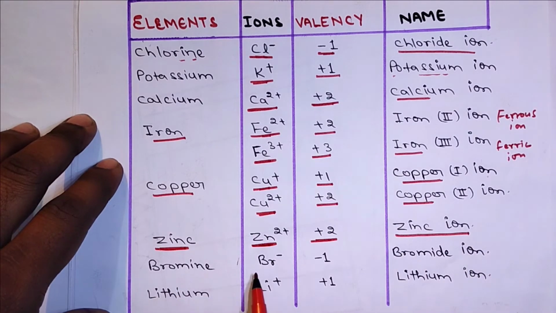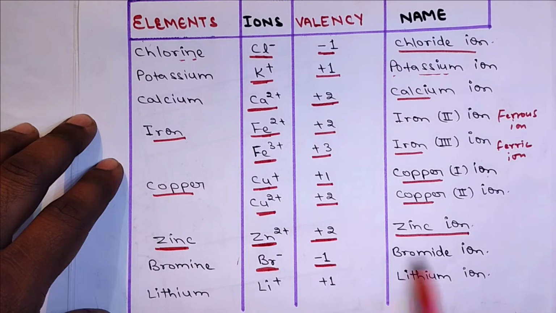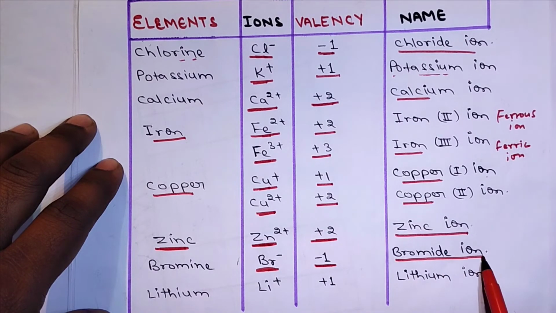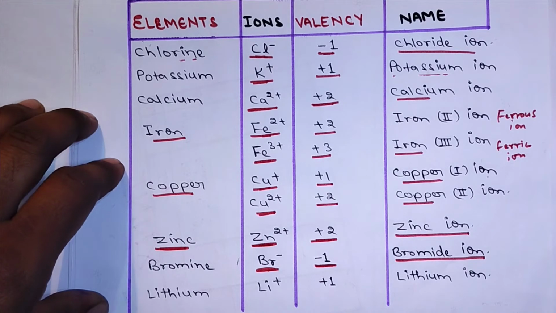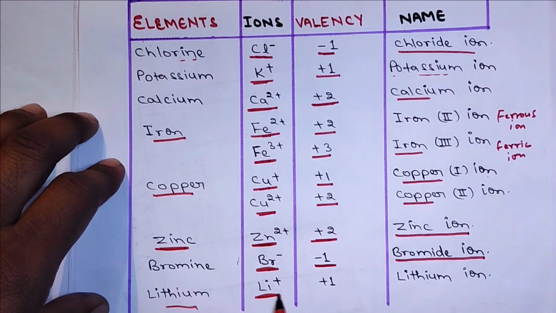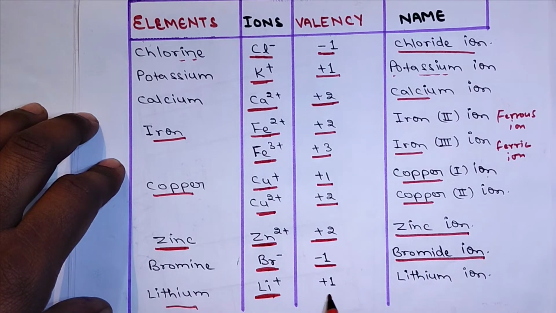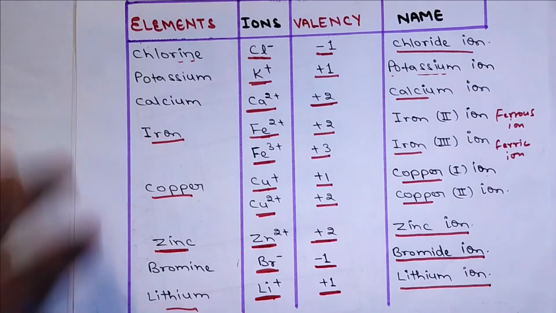Our next element is bromine. It forms Br-. Its valency is -1 and its name is bromide ion. Now next element is lithium. It forms Li+ ion. Its valency is +1 and its name is lithium ion.